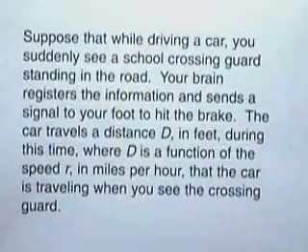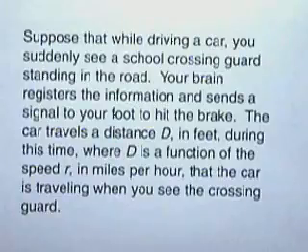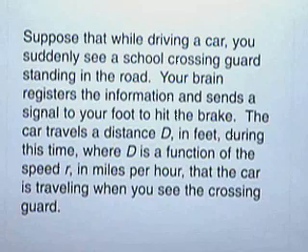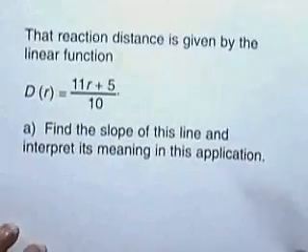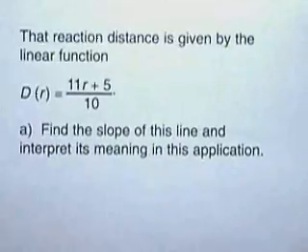Suppose that while driving a car, you suddenly see a school crossing guard standing in the road. Your brain registers the information and sends a signal to your foot to hit the brake. The car travels a distance d in feet during this time, where d is a function of the speed, r, in miles per hour, that the car is traveling when you see the crossing guard. The reaction distance is given by the linear function d of r equals 11r plus 5 over 10. First, we'll find the slope of this line and interpret its meaning in this application.